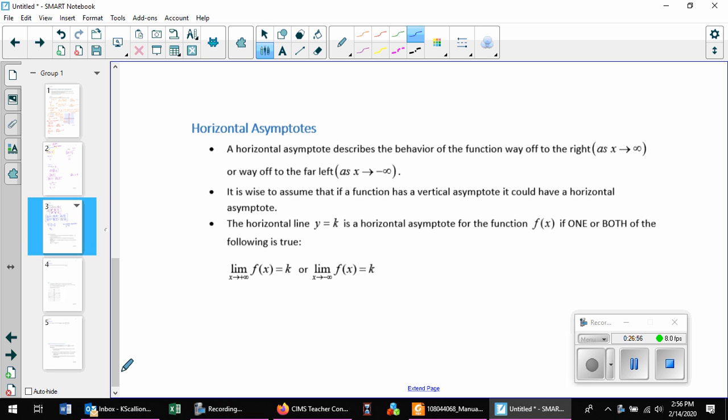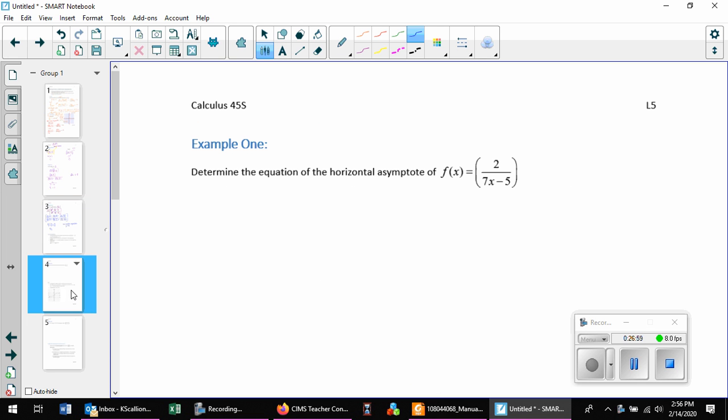Okay, page 4, look at that. We're already on page 4. Determine the equation of the horizontal asymptote using limits. I guess I should have put that.